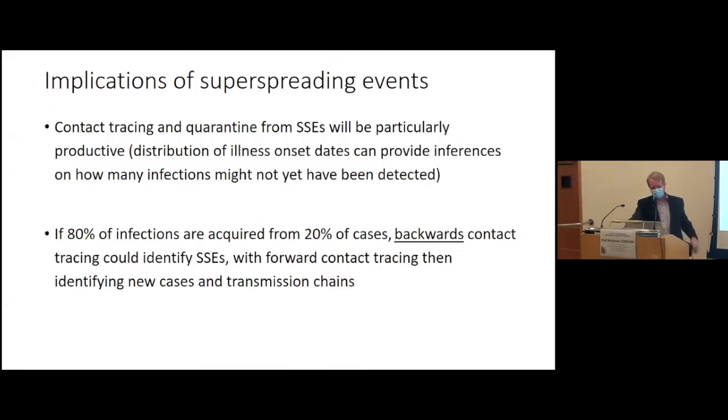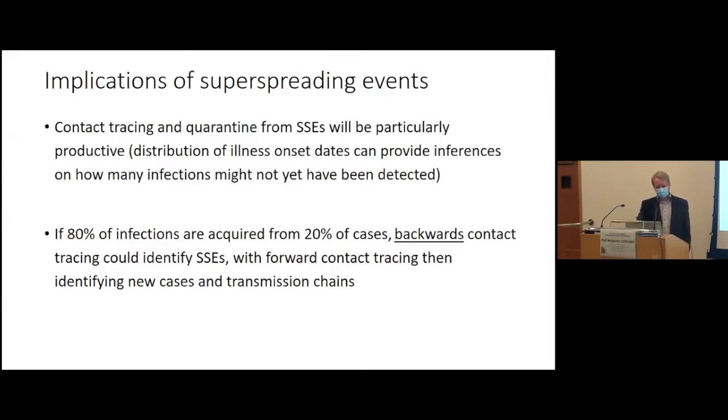The other interesting implication is that if 80% of infections really are acquired from 20% of cases, then going backwards from infections will help us to identify super spreading events. So often when we think about contact tracing, we think about going forwards to get ahead of the virus. We'll find cases and we'll go ahead to see who they might have infected, put those people in quarantine, and by doing that, we'll stop the virus from continuing to spread in the community. But actually going backwards could really be valuable as well. And I know it's being done here and in some other places.